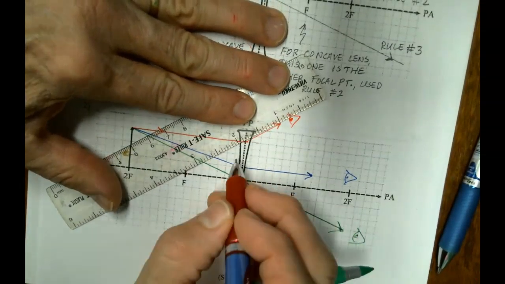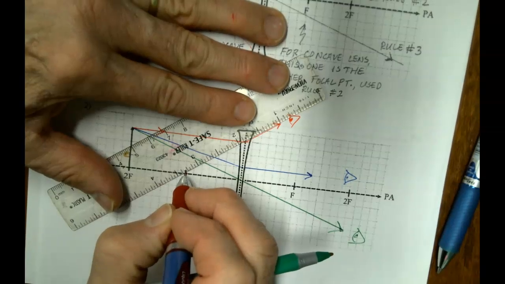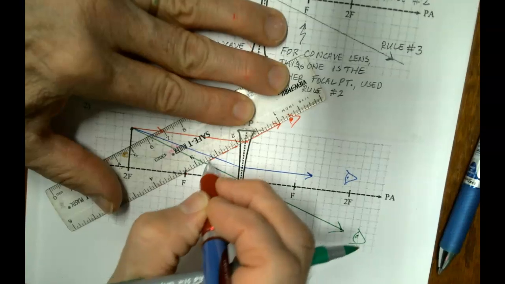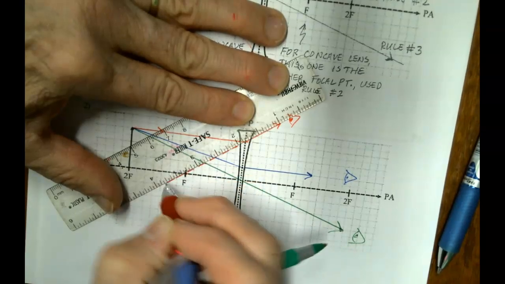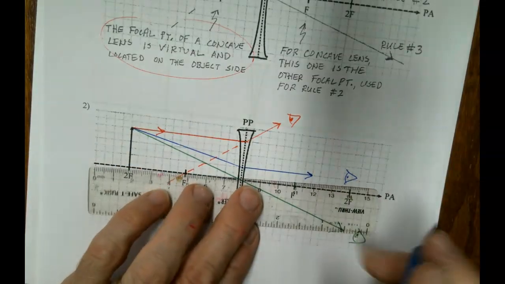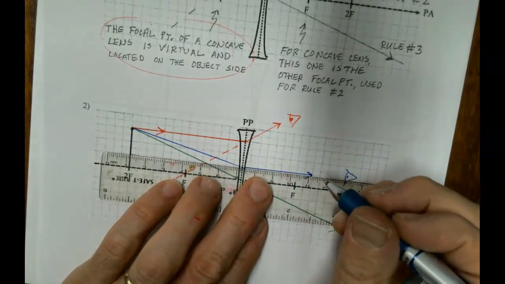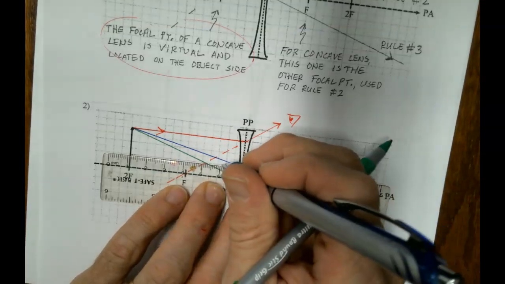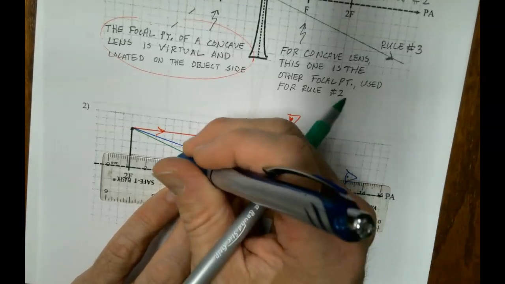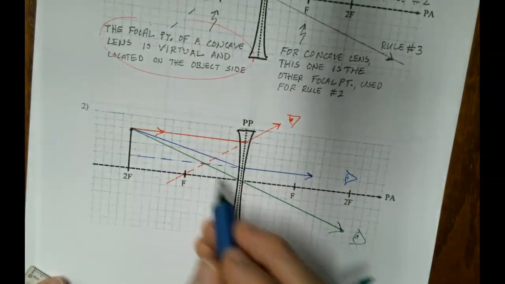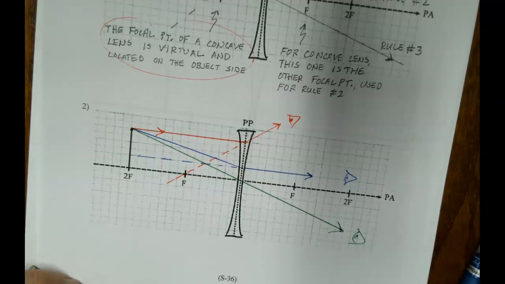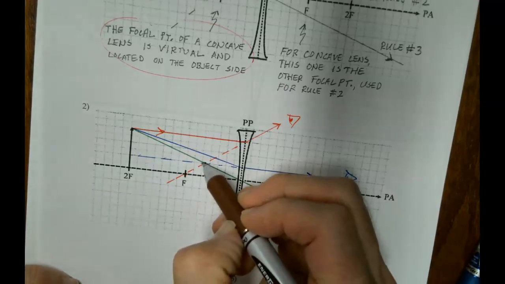Now remember, this red one was the one that I originally drew as though it was coming from this virtual focal point. So I'm going to extend that back. The blue one came out parallel, so that person's eye, the blue eye, will see it as though it's coming from back here. And here's the great thing about the green ray. It is its own extension. It's just a single line. So here is that spot.